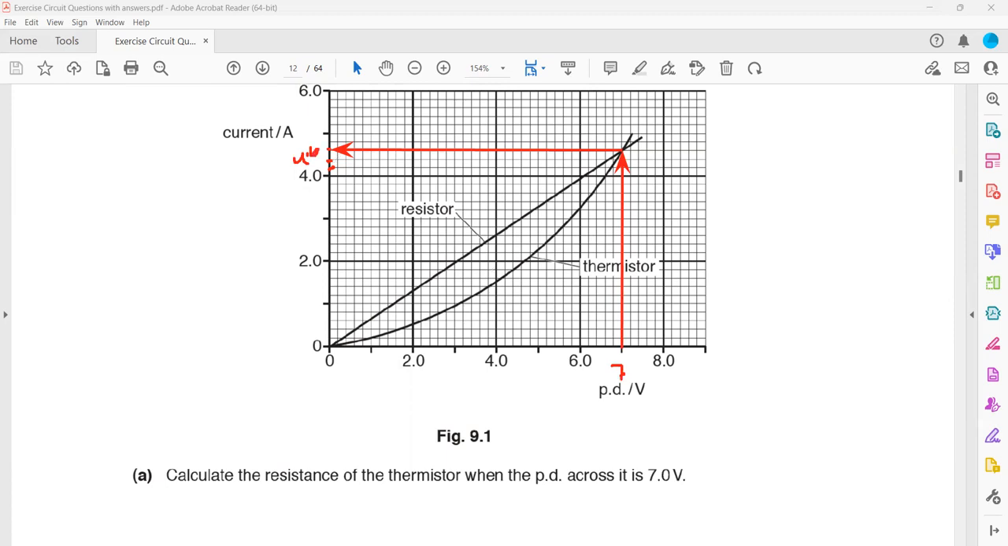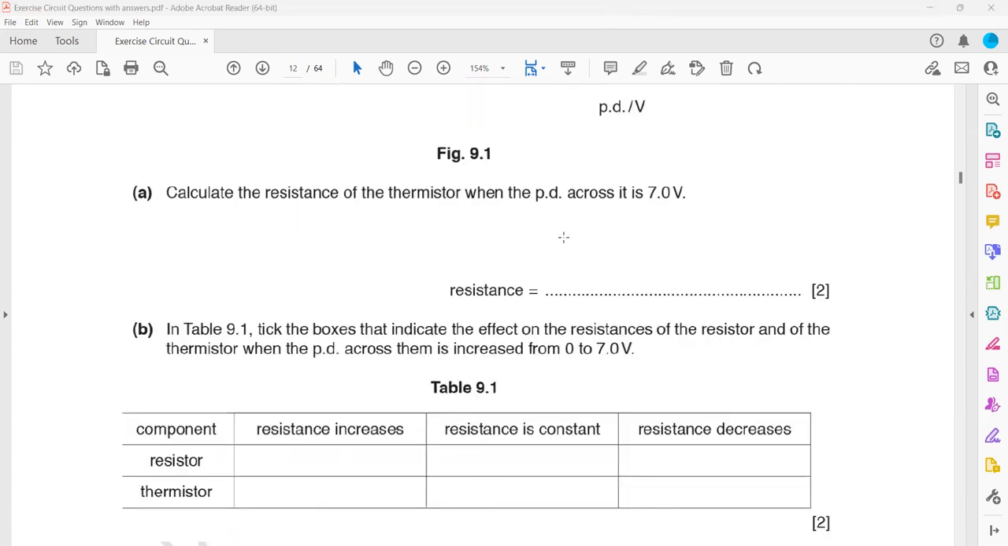So we have the voltage and we have the current. We need the resistance. So how can we work out the resistance? Resistance is actually the ratio between voltage and current. So R is V over I. Voltage is 7 and the current is 4.6. What's the answer? 7 divided by 4.6 is 1.521. We normally write the answer in 3 significant figures, or we can just write 1.5.